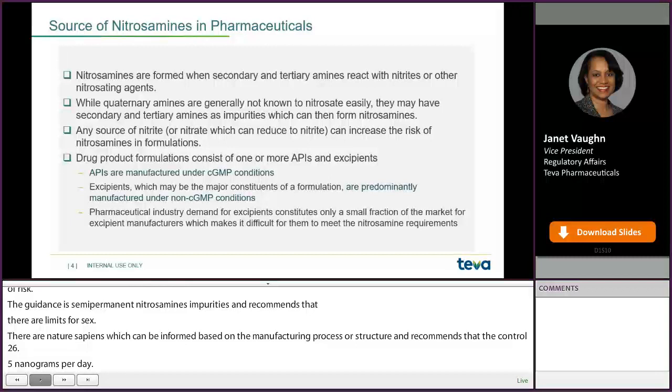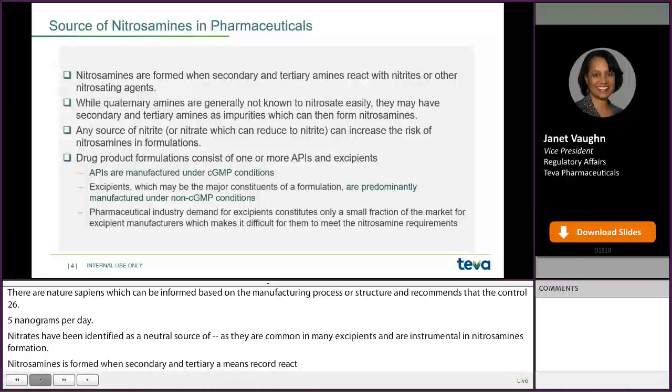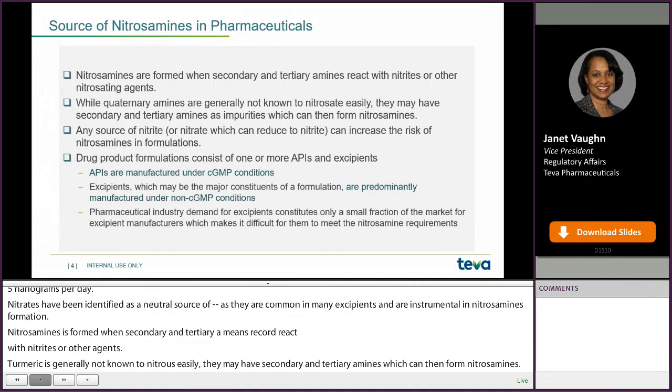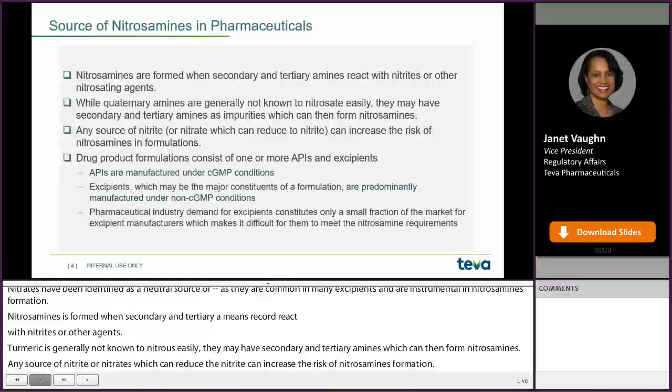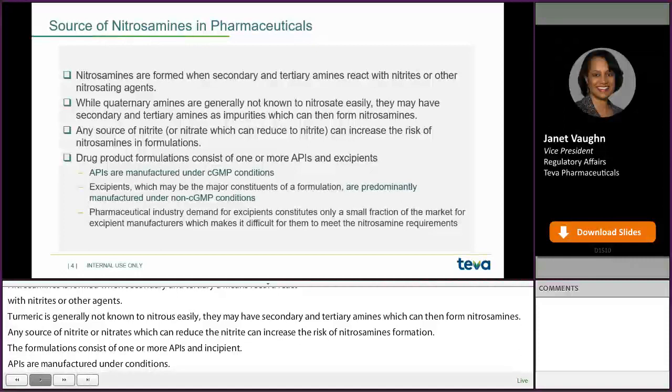Nitrosamines are formed when secondary and tertiary amines react with nitrites or other nitrosating agents. While quaternary amines are generally not known to nitrosate easily, they may have secondary and tertiary amines as impurities which can then form nitrosamines. Any source of nitrite or nitrate which can reduce the nitrite can increase the risk of nitrosamines in formulations. Drug product formulations consist of one or more APIs and excipients. Now, APIs are manufactured under cGMP conditions. Excipients, on the other hand, which may be the major constituents of a formulation, are predominantly manufactured under non-cGMP conditions. The pharmaceutical industry demand for excipients constitutes only a small fraction of the market for excipient manufacturers, which makes it difficult for them to meet the nitrosamine requirements.